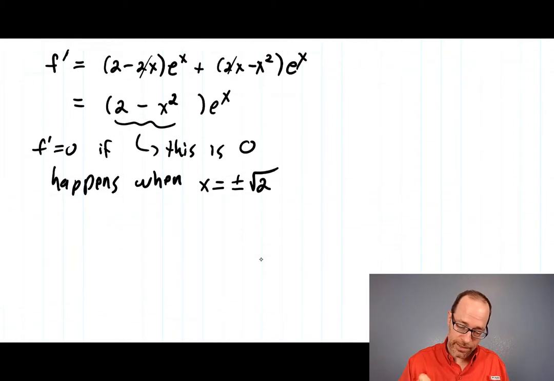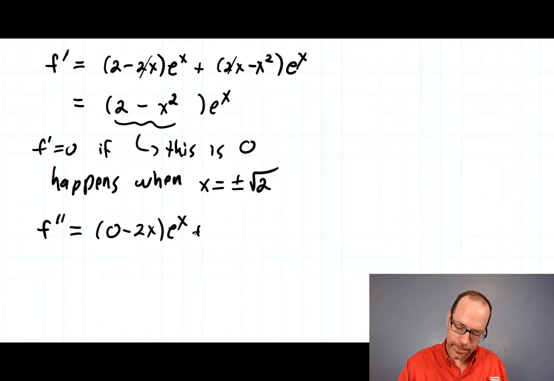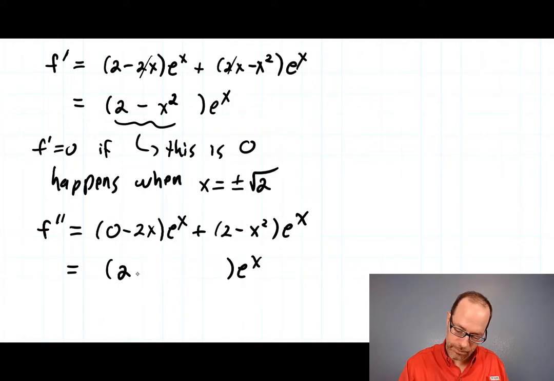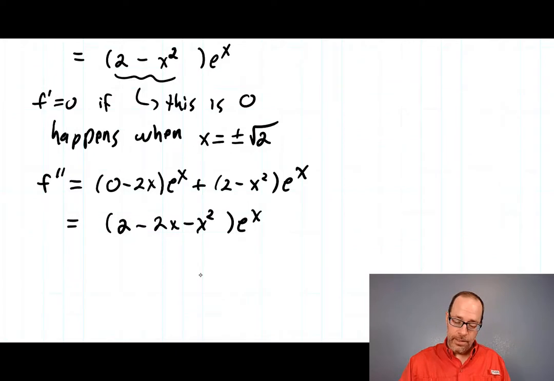So we need the second derivative. So product rule again. Take the derivative of the first, leave the second alone, leave the first alone, take the derivative of the second, factor out this e to the x. We get a 2 and a minus 2x and a minus x squared, it looks like. Okay. Now, the question is, what is the sign of this?